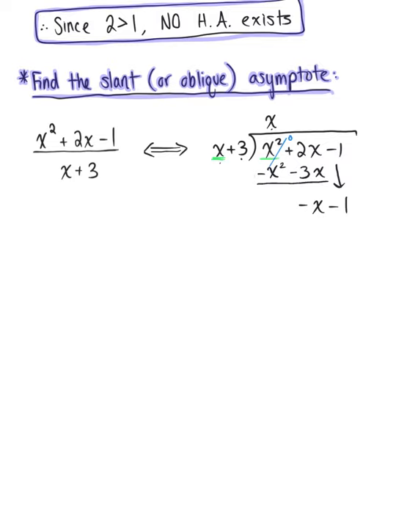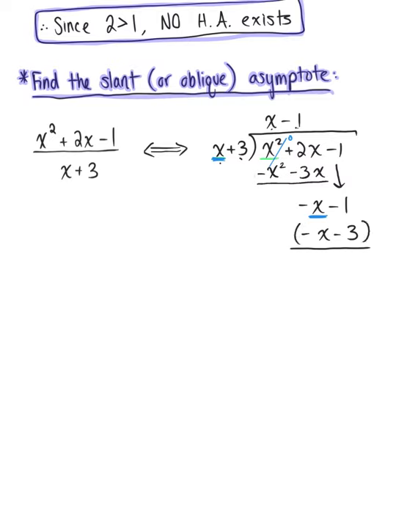And again, we're asking ourselves, x times what is going to give us minus x? Well, we know x times negative 1 equals minus x. And we can check. We have minus 1 times x gives us minus x. Minus 1 times 3 gives us a minus 3. And again, be careful here.